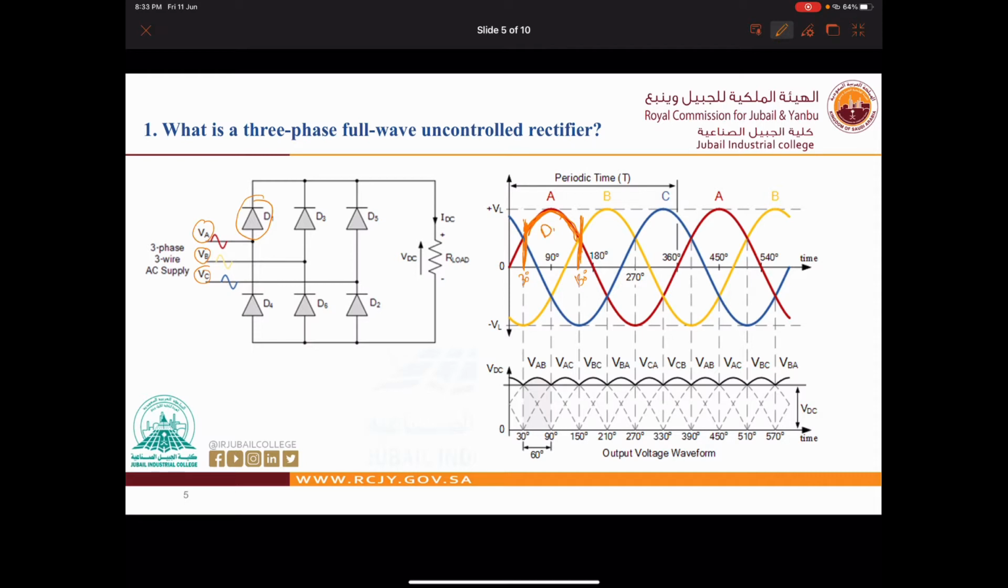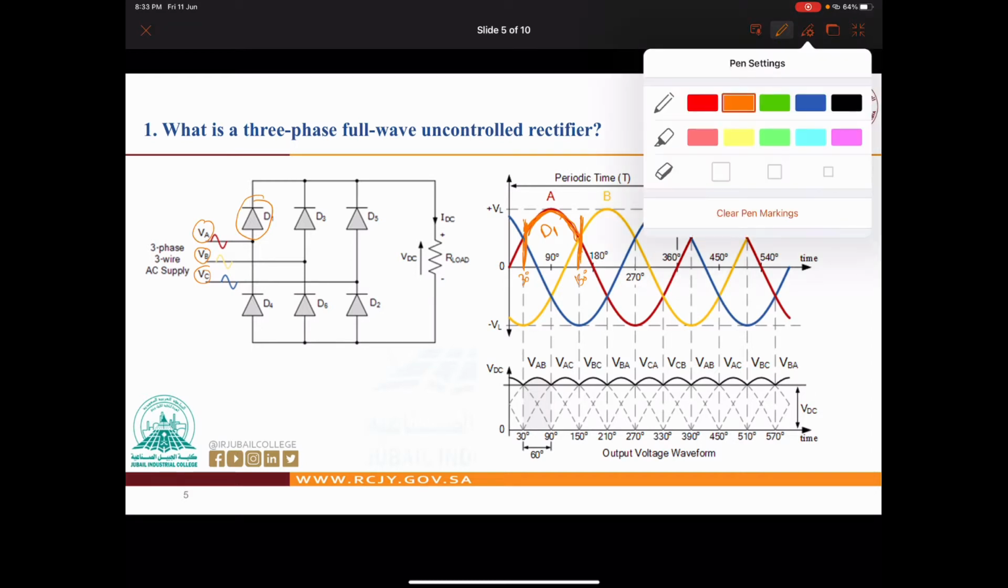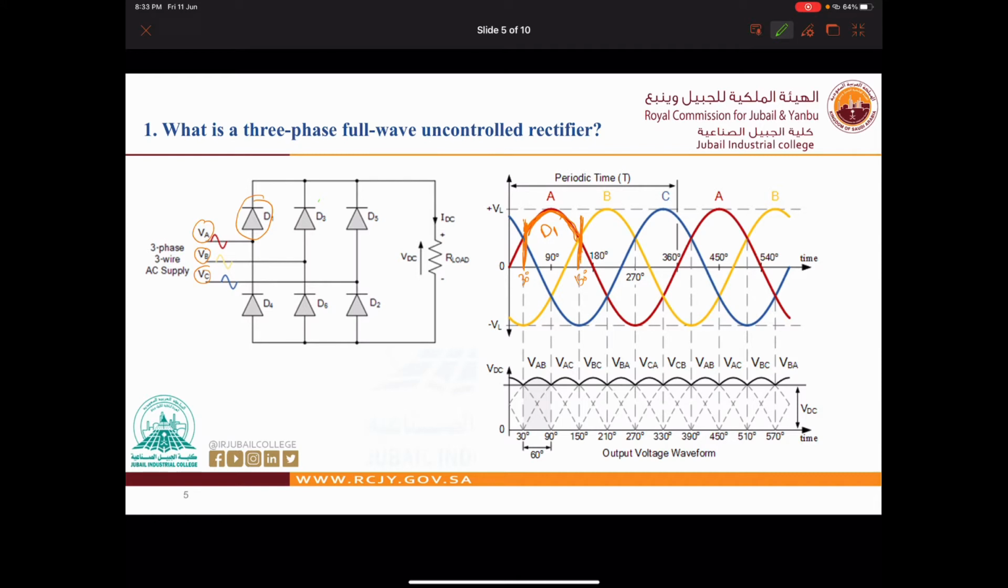So this is D1. Now for D3, because it is connected here, it will conduct when VB is bigger than VA and VC. From 150 up to 270, VB is bigger, so we can say that D3 is going to conduct in this period.